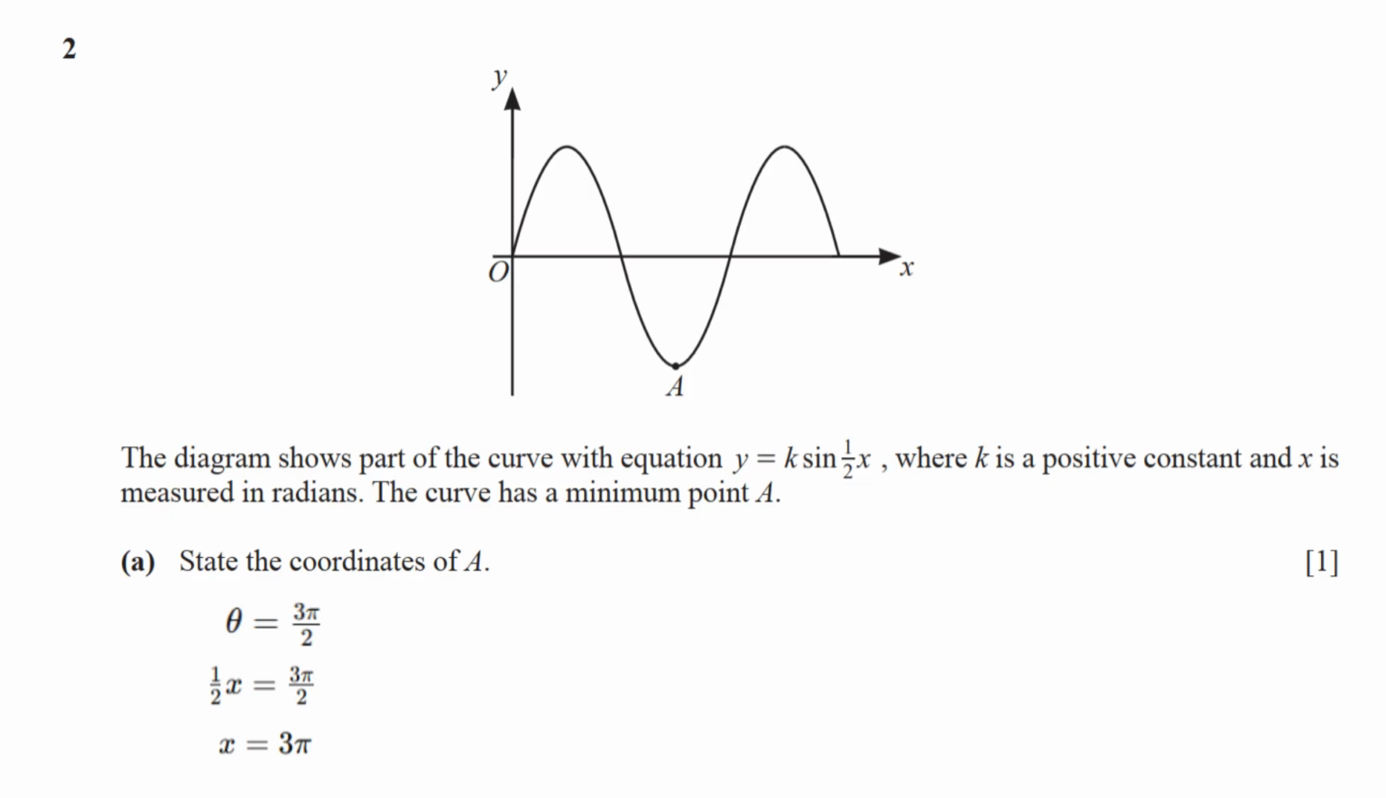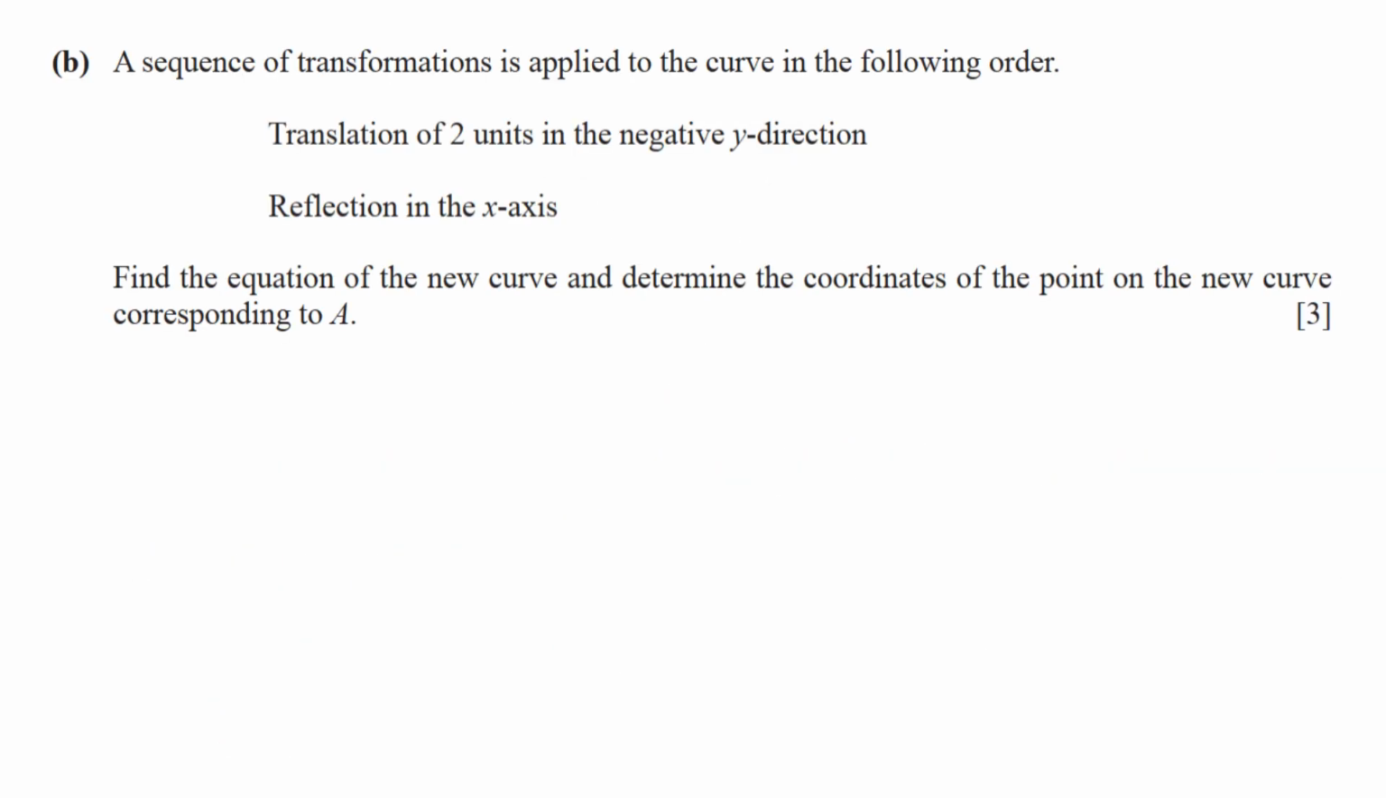At a minimum, sine theta is negative 1. That is, sine 1 over 2x is negative 1. Substituting this in the curve equation, we get y is equal to k times negative 1, which is equal to negative k. So the coordinates of point A is 3 pi comma negative k. The next part of the question.